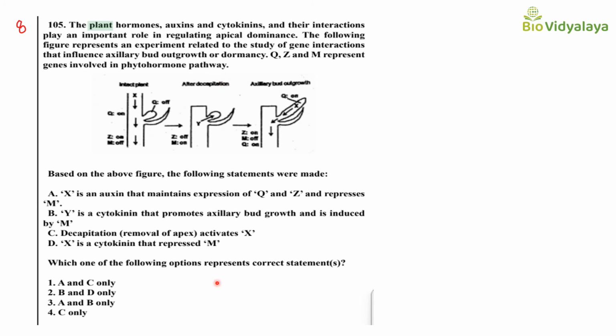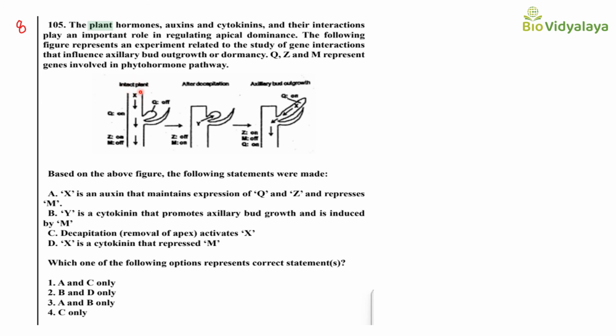If you know the experiment related to apical dominance, then you can easily answer this question. So what is meant by apical dominance? Apical dominance means the growing shoot apex inhibits the growth of the axillary bud. That is called apical dominance. If you remove the shoot apex, then the axillary bud, that means the lateral bud, will grow. So this is an intact plant with shoot apex.